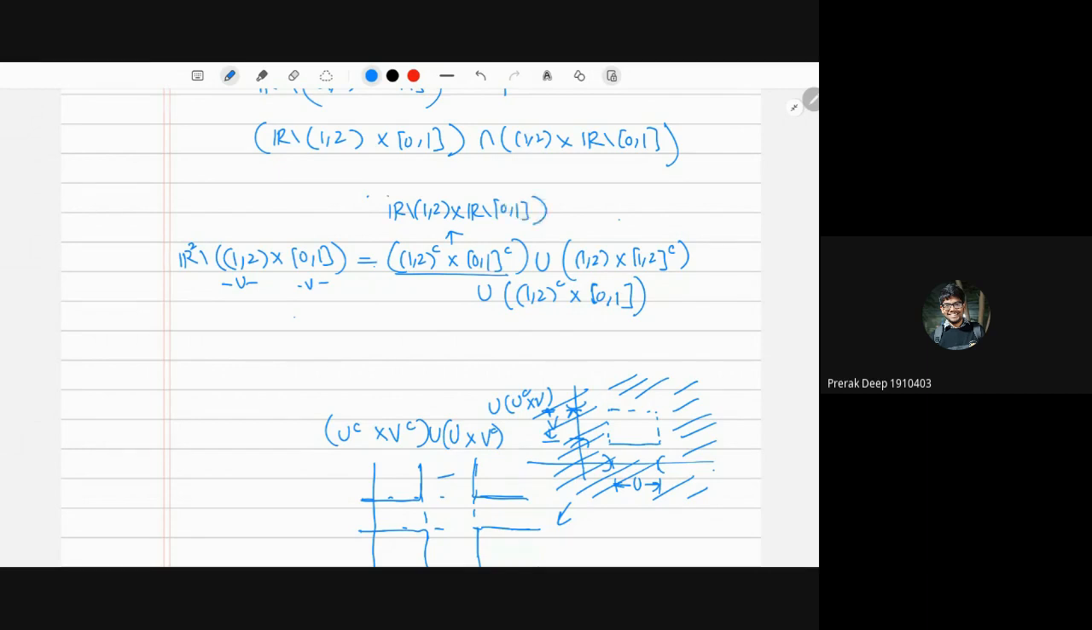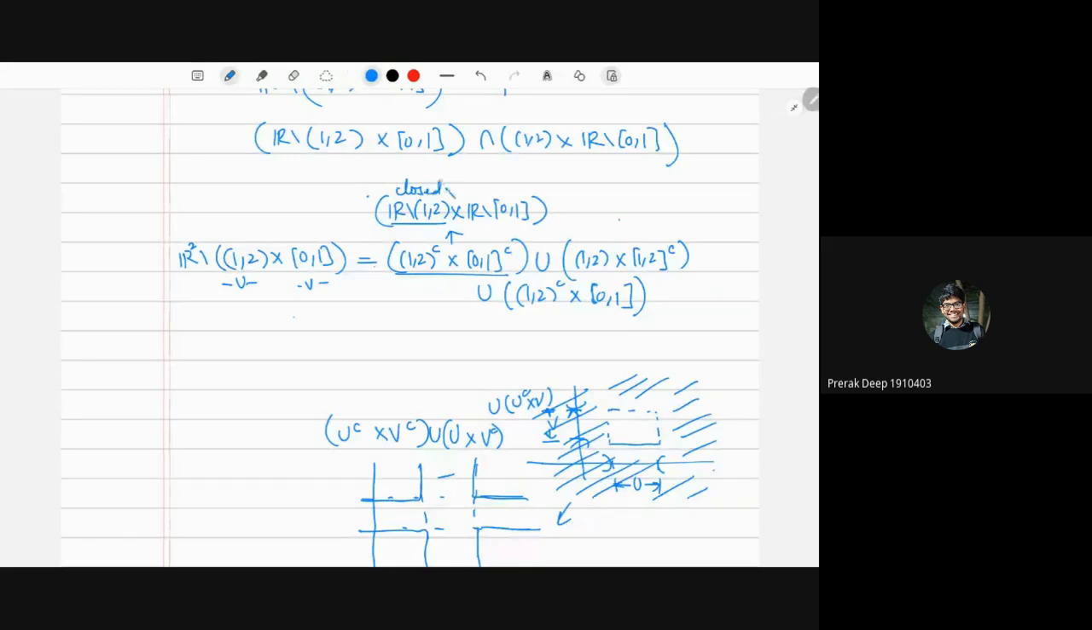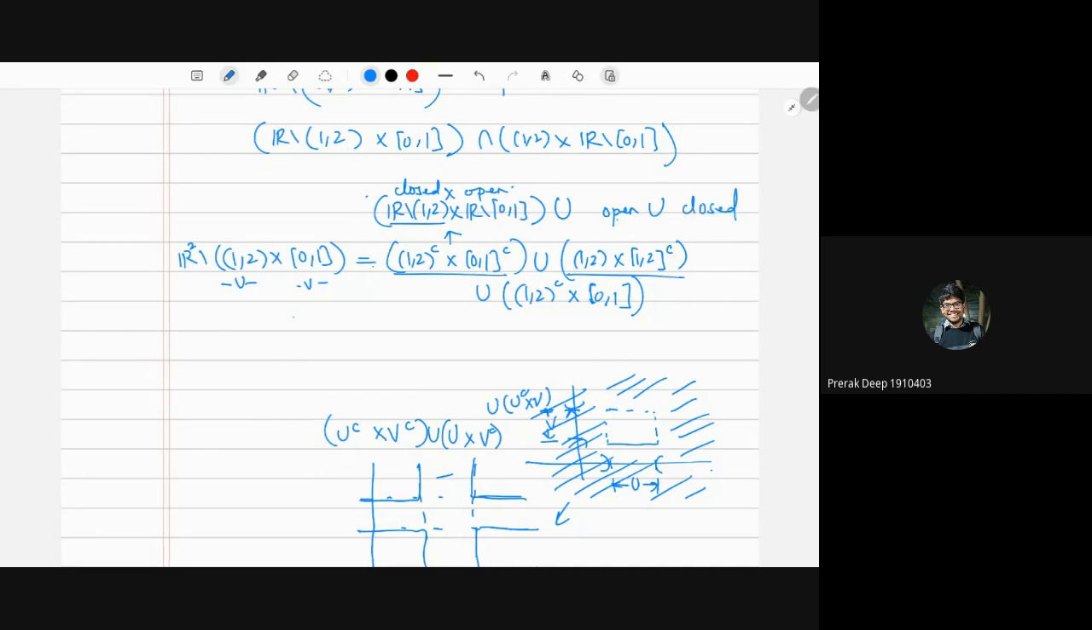So this is neither open nor closed. So this is a closed interval times an open interval, right? So this is neither open nor closed. Now what about this set? This is going to be open because this is open times open interval. So this is open, and this one is going to be closed. So it is a union of mixed sets. Okay. So this is not an open set.